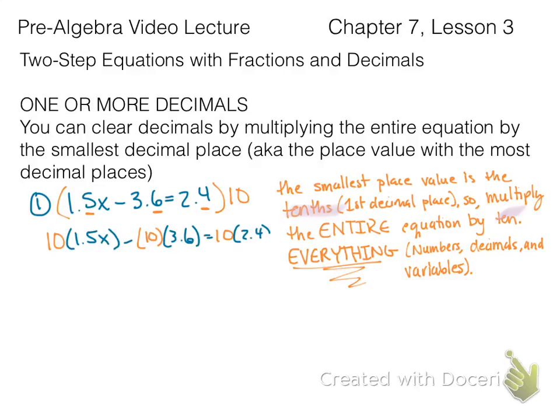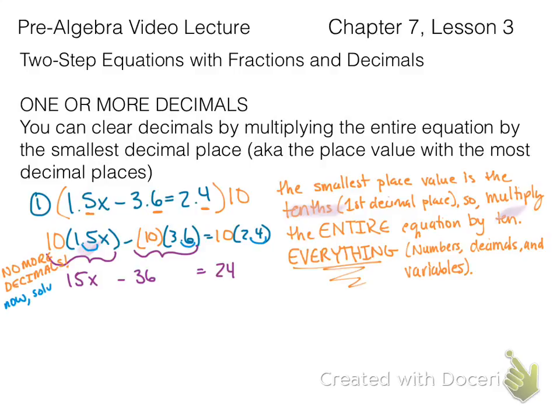The 1.5x gets multiplied by 10. The 3.6 gets multiplied by 10. And the 2.4 gets multiplied by 10. So 10 times 1.5, really you're just moving the decimal place over one, and that's how you get 15. The same with 3.6, which gives 36, and 2.4, which gives 24. Now you have a bunch of lovely integers, and you can solve for x because you know how to solve two-step equations.